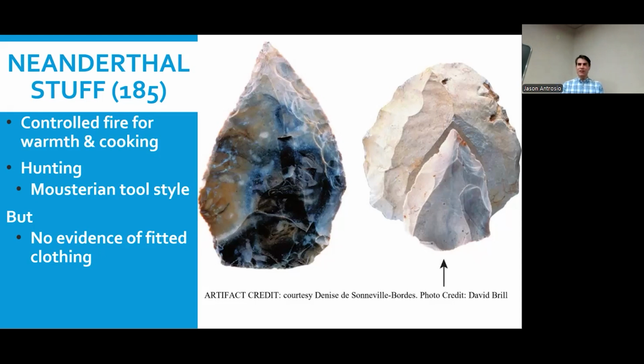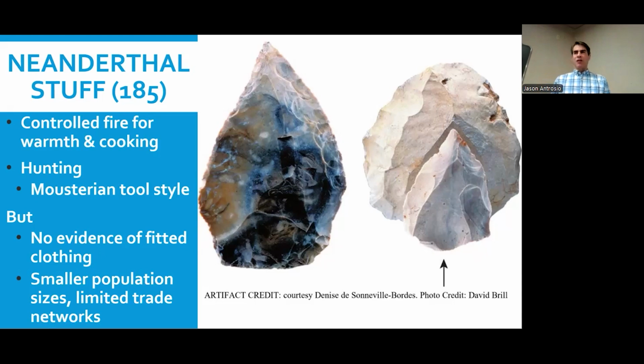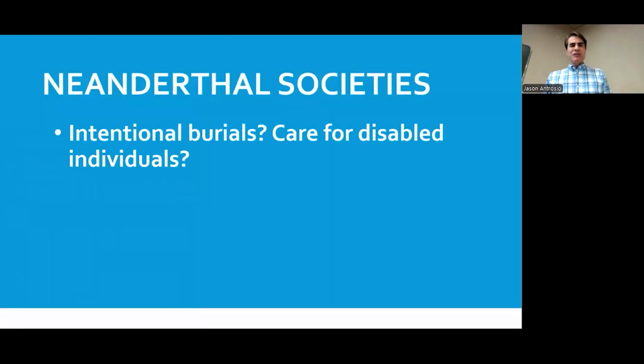Their movement and travel. So they'd expanded into a pretty wide range, but their population size was smaller in these areas. They don't seem to have traded as much across their networks as the Homo sapiens were. And so you had rather limited gene flow, less genetic diversity, less swapping of ideas, and less trading around. And so they tended to be in these more localized areas in comparison to the Homo sapiens that were coming into these regions.